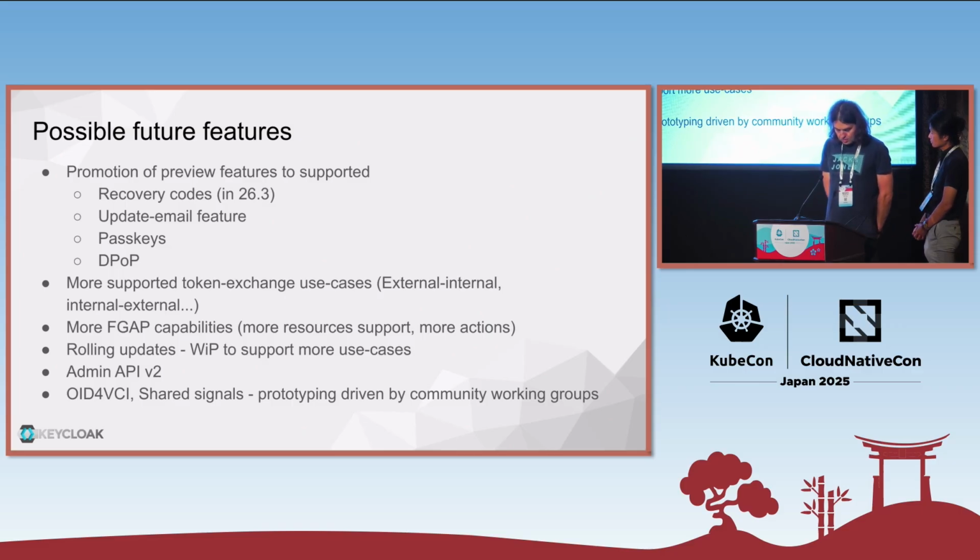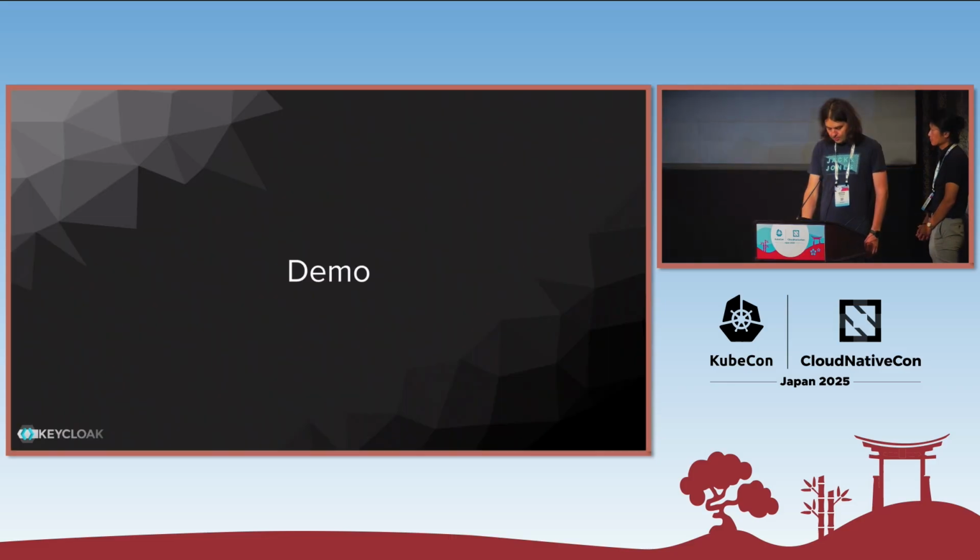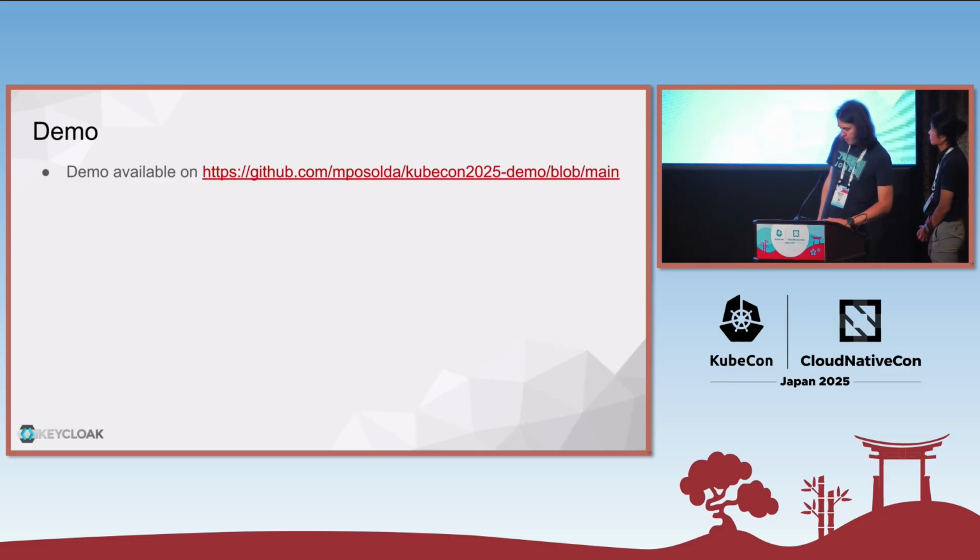And there are also prototypes regarding admin API version 2 and also prototypes of OID for verifiable credentials and shared signals. And finally, if you want to try the demo yourself, here is the link to the demo. So yeah, that's everything I had. Any questions?